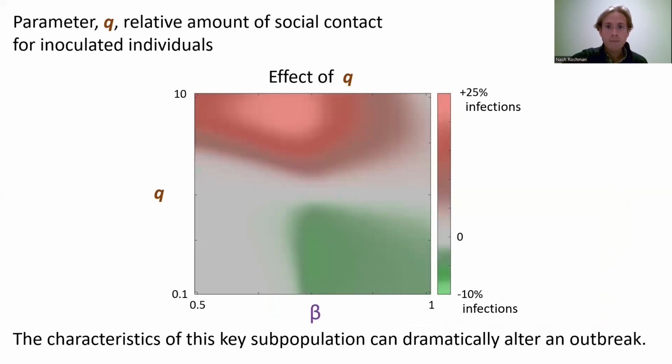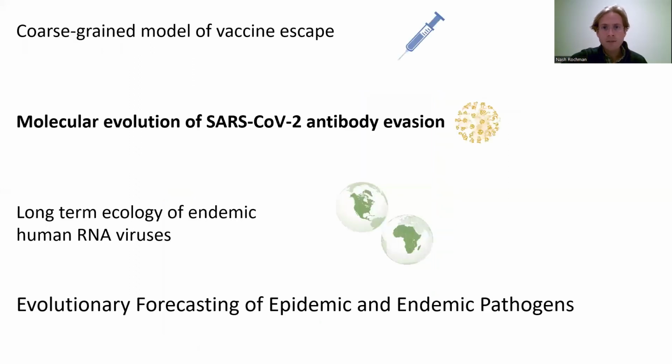We may now consider the impact of increasing or decreasing the rate of social contact for this small but critical inoculated compartment. Depending on the fitness of the escape variant, increasing or decreasing the contact rate of inoculated hosts may increase the cumulative number of infections by more than 25% or decrease infections by nearly 10%. So the conclusion of this first story is that we can predict over short timescales the effects of vaccination on viral life history traits. Now let's move on to consider the molecular features which can facilitate vaccine escape for SARS-CoV-2.